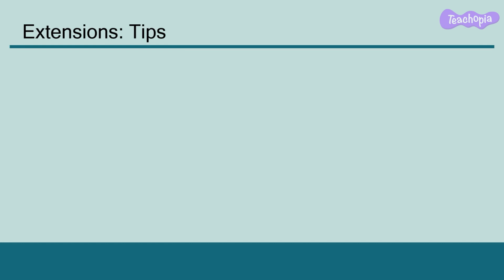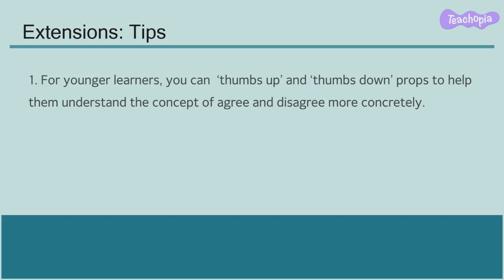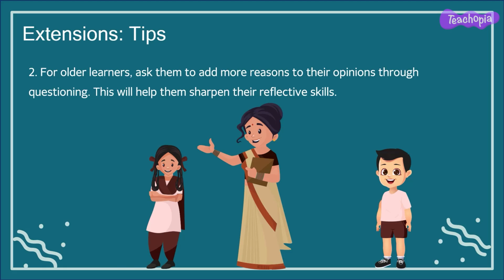There are many ways you can extend this activity. For younger learners, you can use thumbs up and thumbs down props to help them understand the concept of agreeing and disagreeing more concretely. For older learners, ask them to add more reasons to their opinions through questioning. This will help them sharpen their reflective skills.